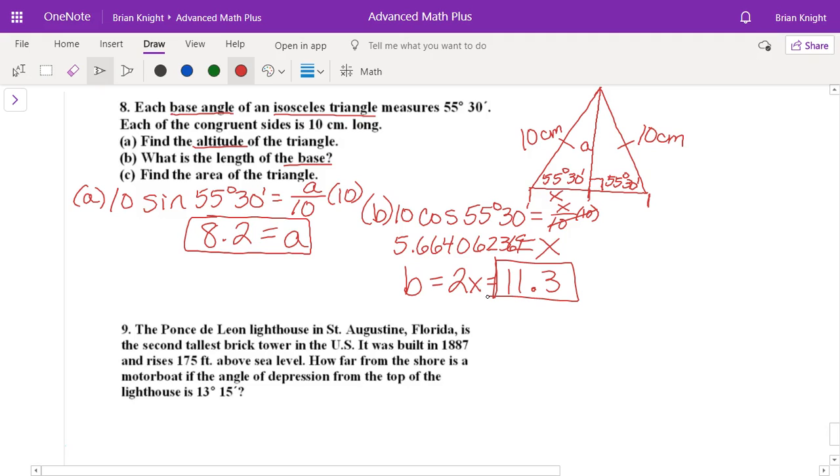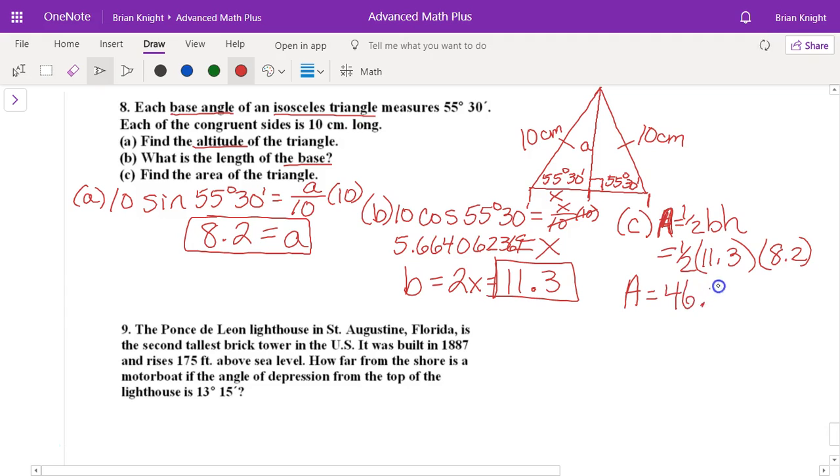Okay? Part C, we already kind of briefly talked about it. Area of a triangle is 1/2 the base times the height. So that's going to be 1/2. The base we just found was 11.3, and the height we found was 8.2. Again, I don't like using rounded answers, but this problem leaves me no choice. So what do you get there? 46.33.